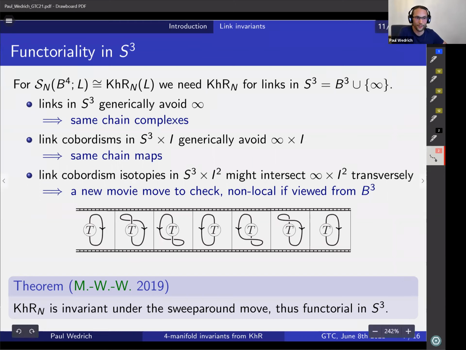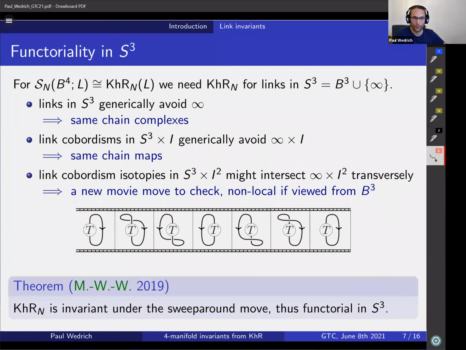Okay, so I think of the 3-sphere as the 3-ball with a point at infinity added. And typically, generically, a link in the 3-sphere will be disjoint from this point at infinity. And I might as well restrict myself to the case where I don't hit the point at infinity. So then the link lives actually in the 3-ball. And then I run the usual construction. To that link in the 3-ball, I assign the same chain complex that I would in the 3-ball version of Khovanov-Rozansky homology. So no problem there.